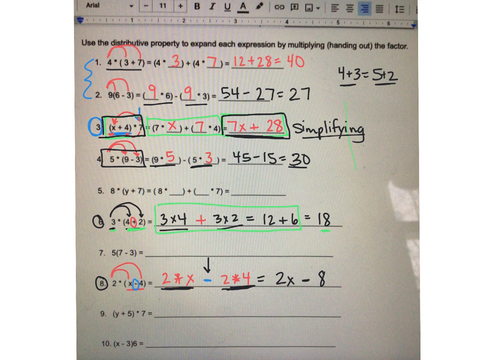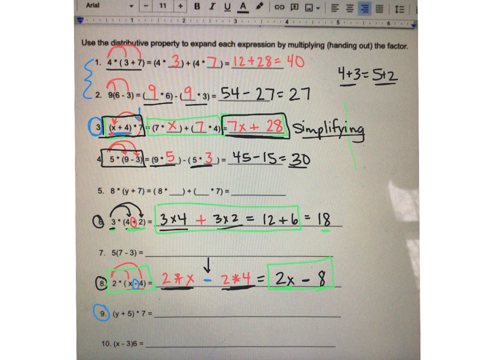And then I can't take a term that has an x in it and one that doesn't have an x and combine that. It's illegal. So my new expression, that expression there, is equal to 2x minus 8. It just looks different. Let's try one more.